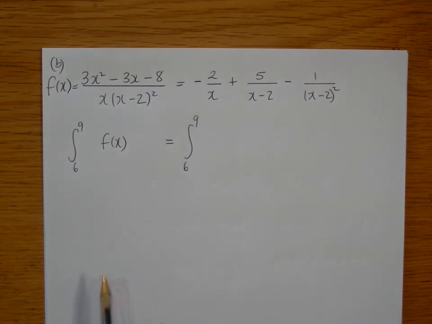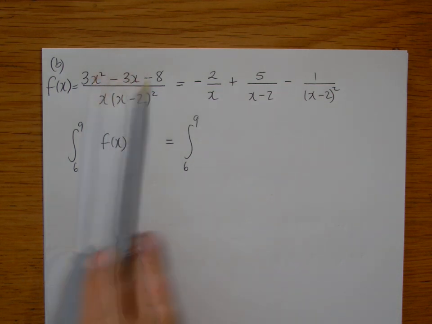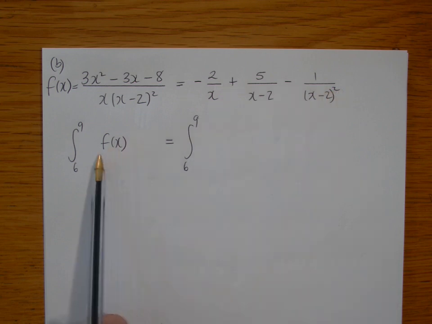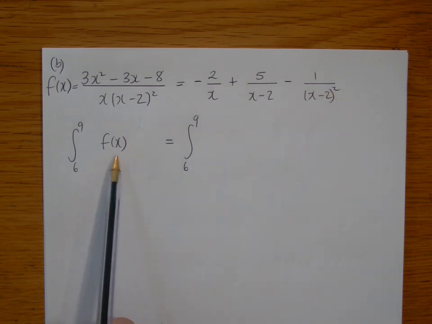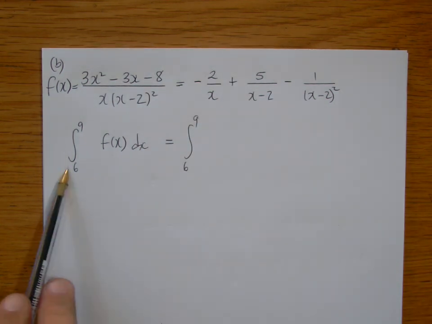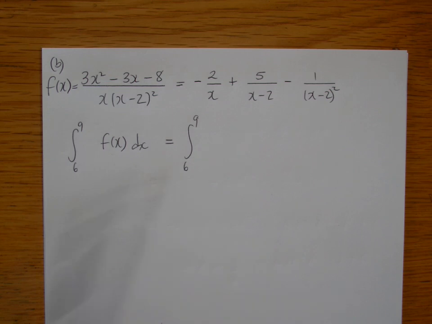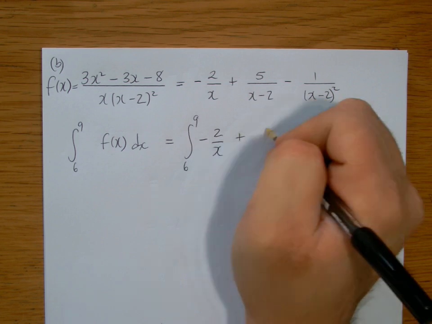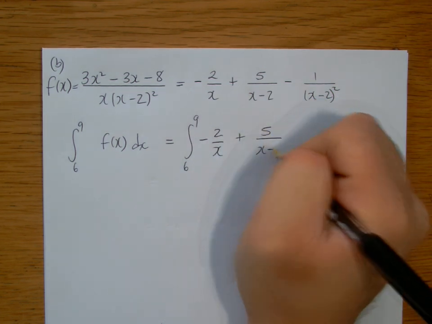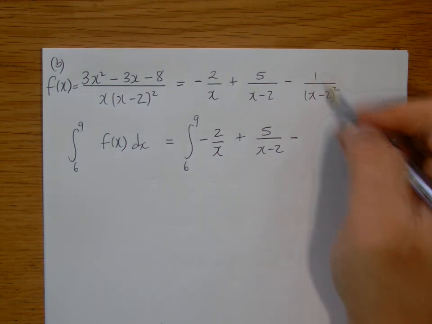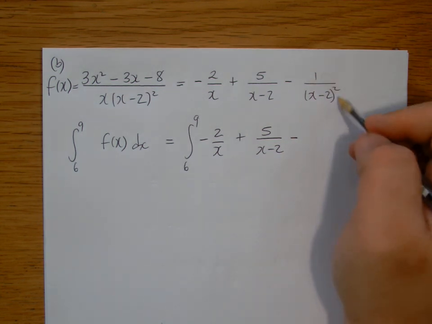Okay, so in part A, we expressed f of x in terms of partial fractions, and in part B, we're asked to integrate f of x with respect to x between the limits 6 and 9. So we're going to integrate our partial fractions now: minus 2 upon x, plus 5 upon x minus 2, and then minus 1 over x minus 2 to the power 2.